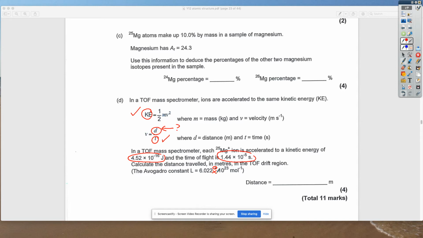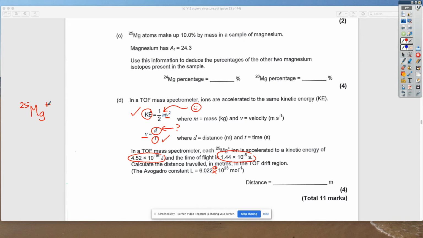So the problem I appear to have at the moment is that I need to be able to find V in order to find D, but I appear to have two unknowns, V and M. And I'm pretty much stuck because I've got two unknowns. But I can actually always work out M, as long as I know the mass of the isotope here. So can you see it says 25? So the 25 Mg plus is going to be essential to me finding the mass of one ion.